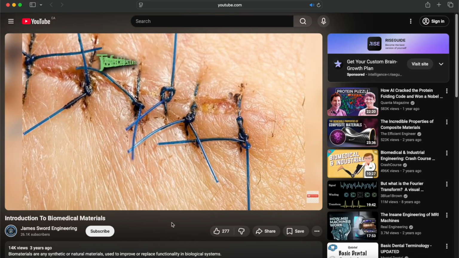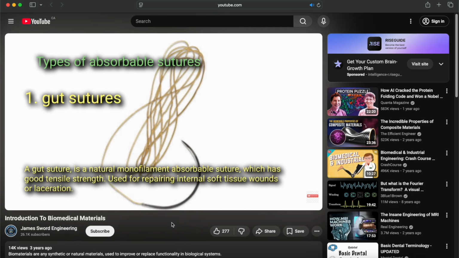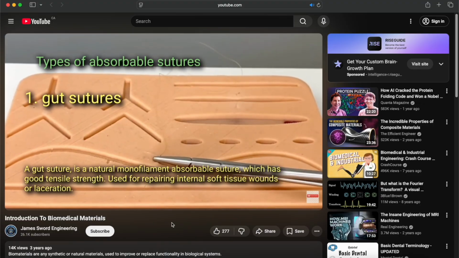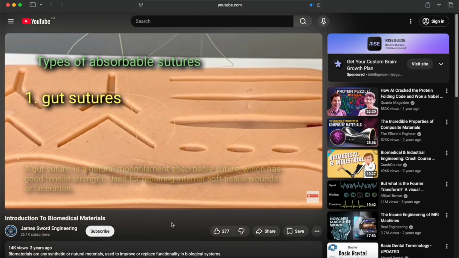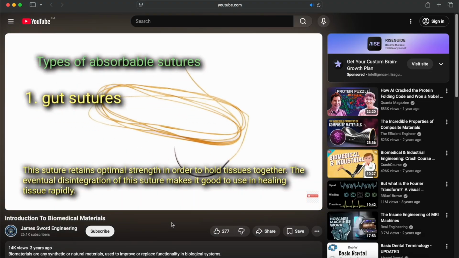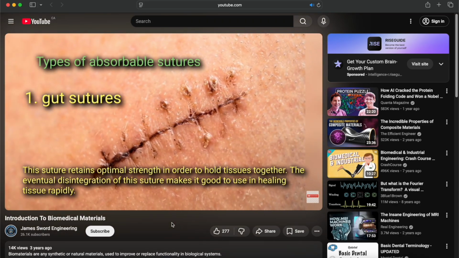Types of absorbable sutures. Gut sutures. A gut suture is a natural monofilament absorbable suture, which has good tensile strength. Used for repairing internal soft tissue wounds or lacerations. This suture retains optimal strength in order to hold tissue together. The eventual disintegration of this suture makes it good to use in healing tissues rapidly.